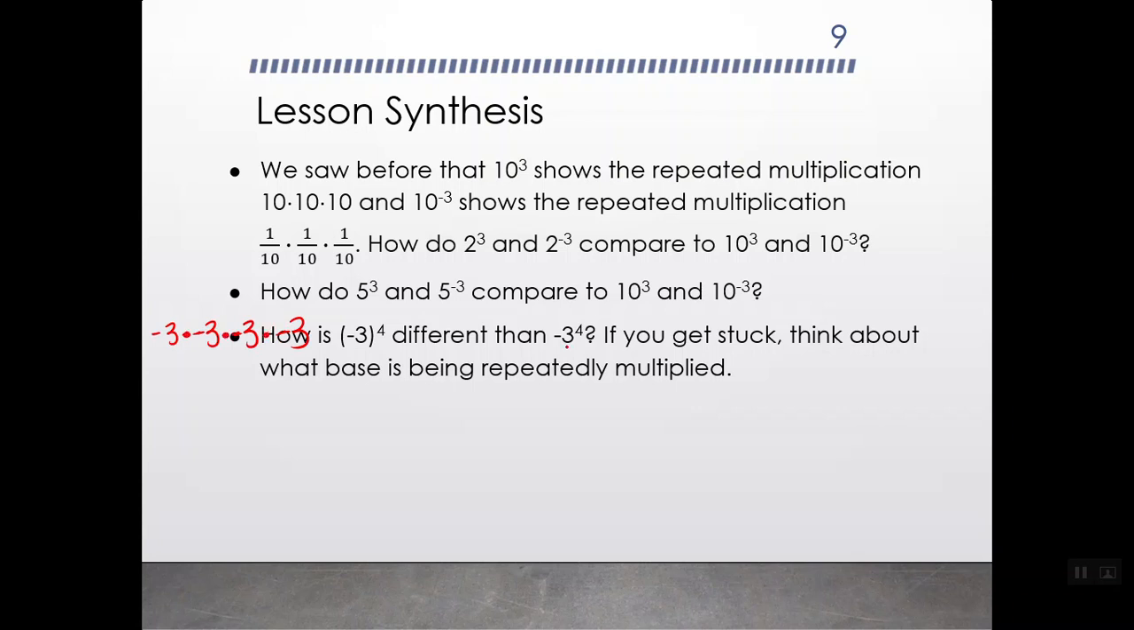And if we compare that here, this is saying what's the opposite of 3 to the 4th. So that would be 3 times 3 times 3 times 3, but take the opposite of it. So that would be a negative 81.